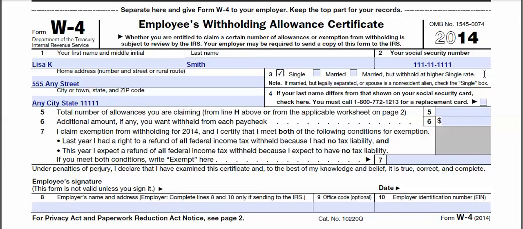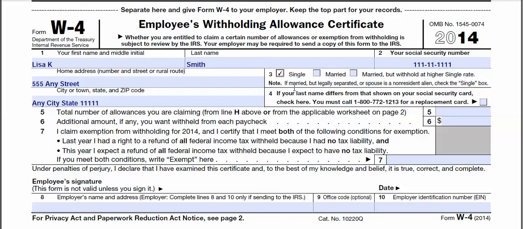Maybe they want to pay extra tax because they have a high earning category and want to make sure they don't owe at the end of the year. Maybe they want to pay extra tax because they have an old tax debt they're trying to pay down. So there could be multiple reasons, but if that may apply to you, it could be another reason that you would want to check married but withhold at the higher single rate. So this is a decision that you would have to make on your own.